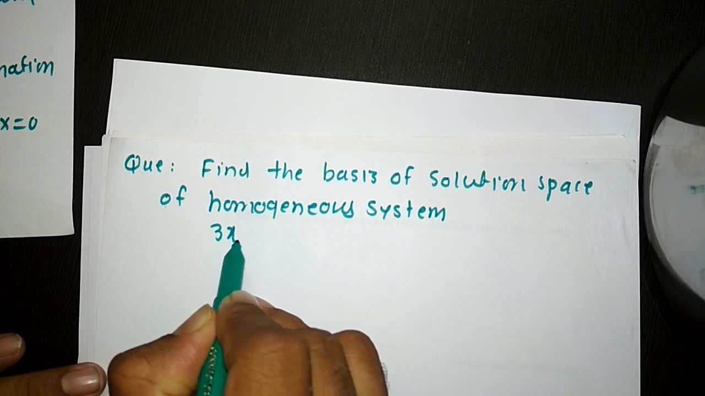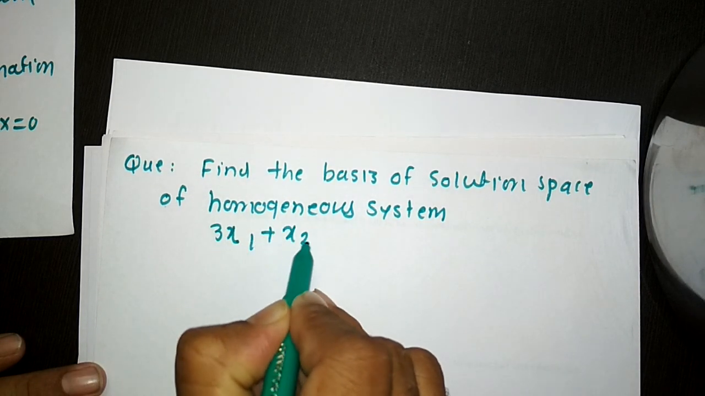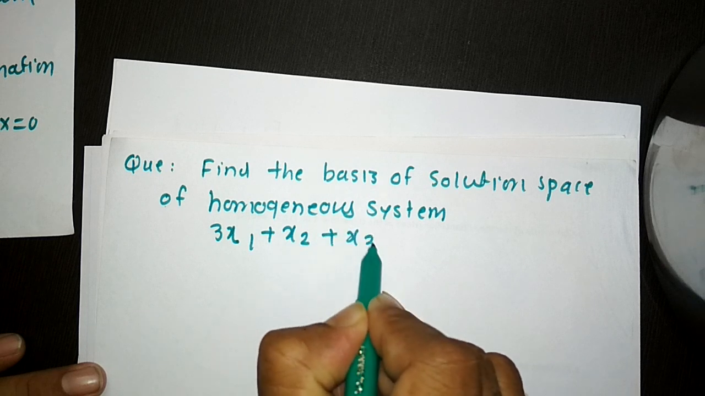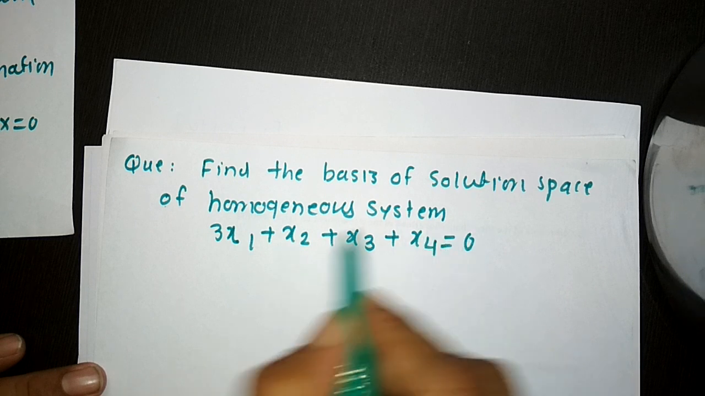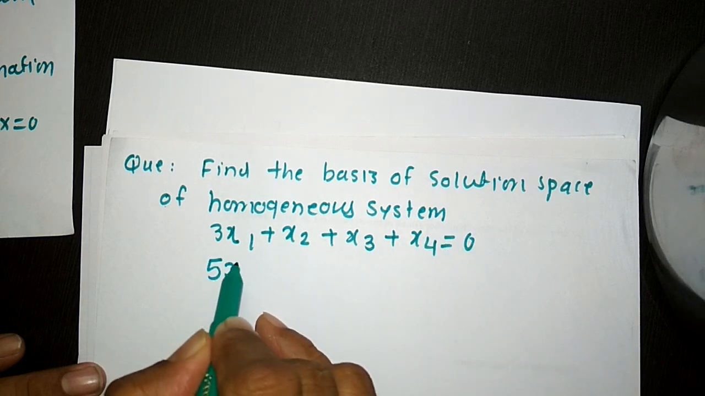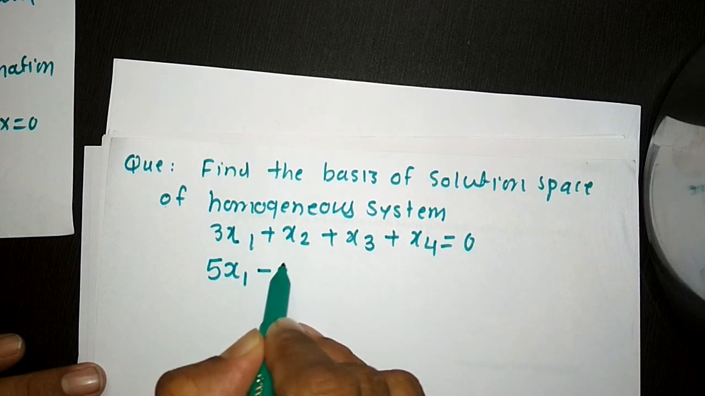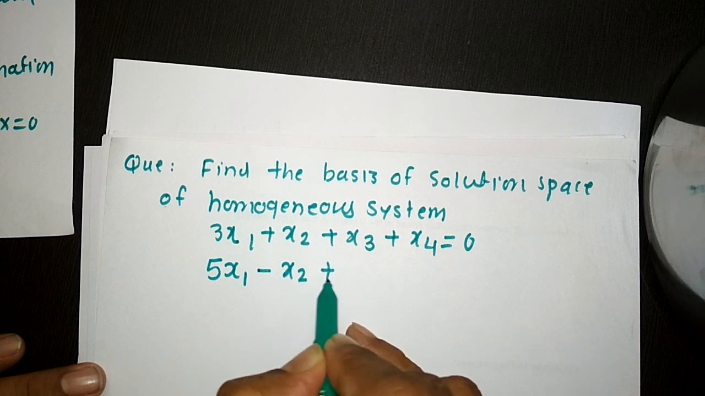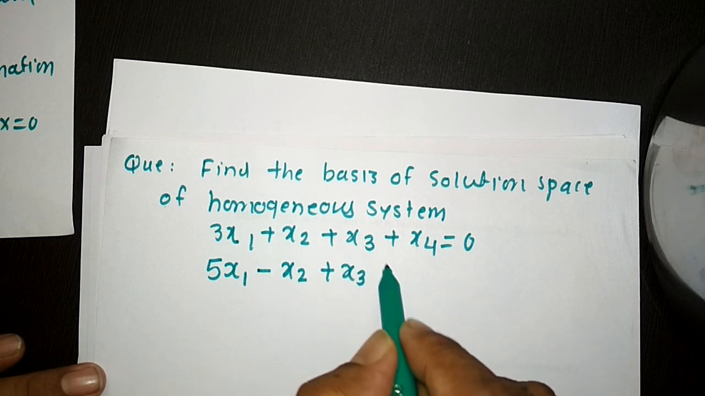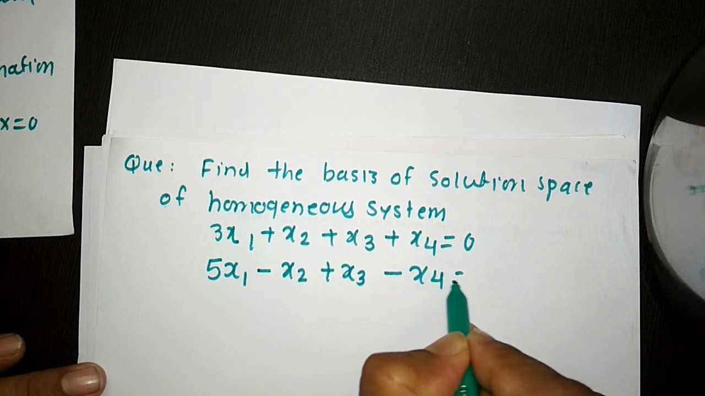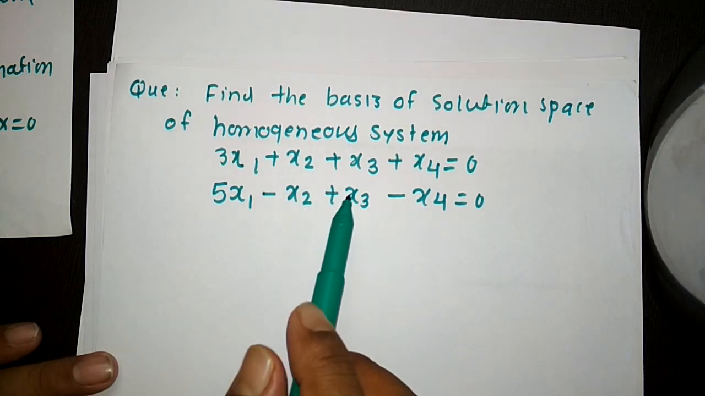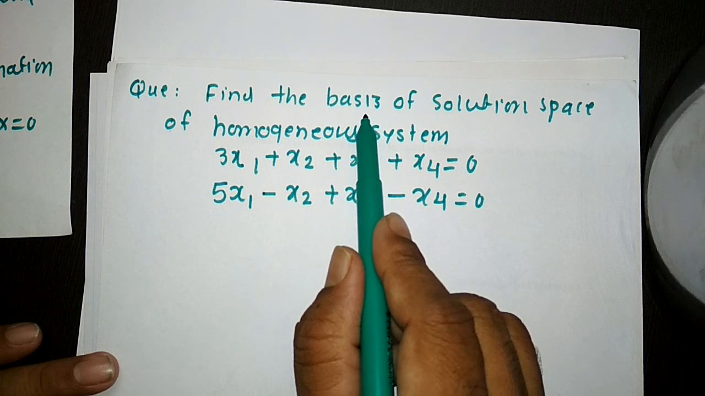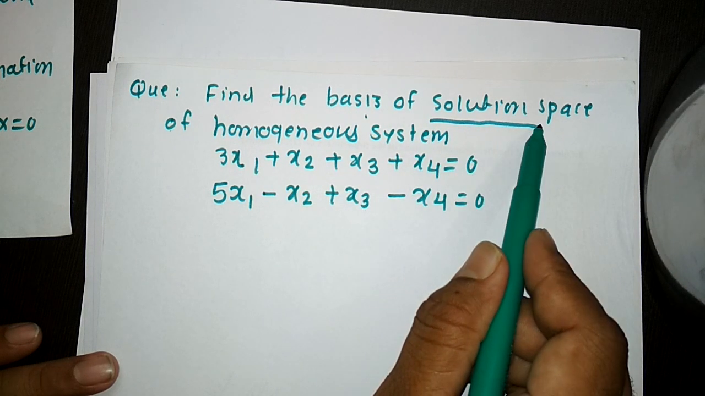Homogeneous system: 3x1 plus x2 plus x3 plus x4 equal to 0, 5x1 minus x2 plus x3 minus x4 is equal to 0. Consider this example, homogeneous system. Now we want to find the basis. It is enough to first find out the solution.